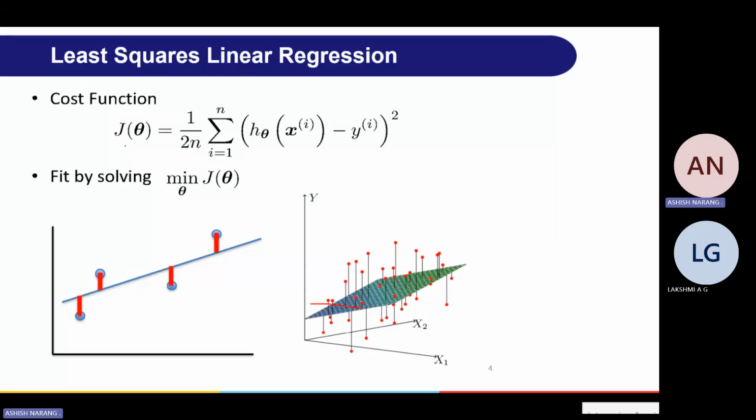So J theta is equivalent to, what is J theta now? What is this cost function? How did this squared term come in? Now that's the question.